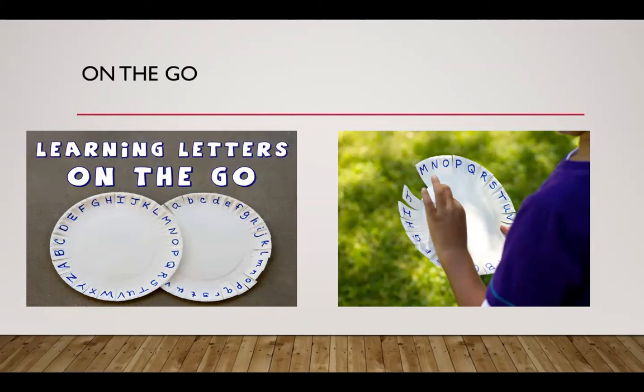For letter identification practice, simply have your child fold down the letter as he spots the letter in his surroundings. If your child is working on phonics, they can fold down the letter that spells the sound of a specific object they see. For example, if they're outside and they see grass, they could fold down the letter G.